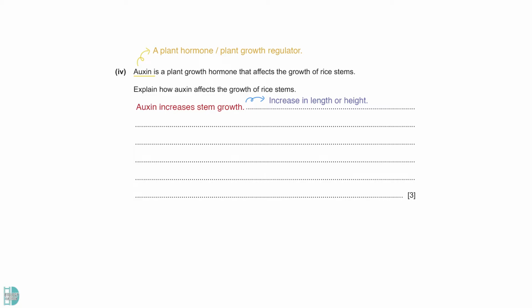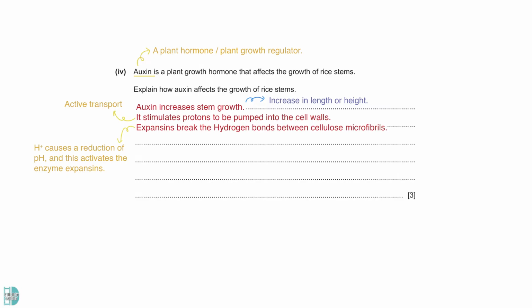After auxin binds to the receptor on the cell surface membrane, it stimulates proton pumps to actively move protons into the cell walls. This causes a reduction of pH. An enzyme called expansin is activated. It catalyzes the breakage of the cross-links between cellulose microfibrils in the cell wall. With fewer hydrogen bonds, the cell wall becomes weaker.